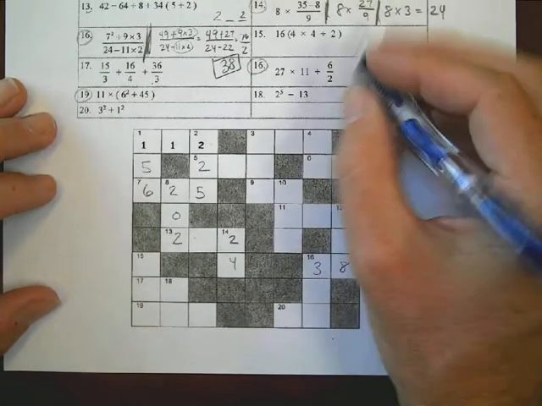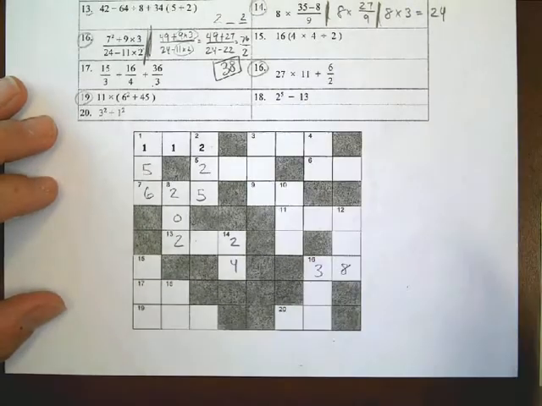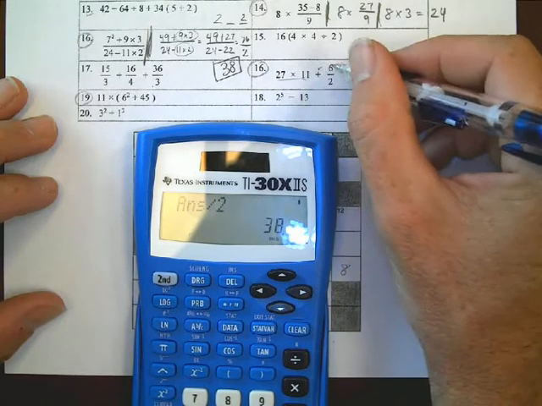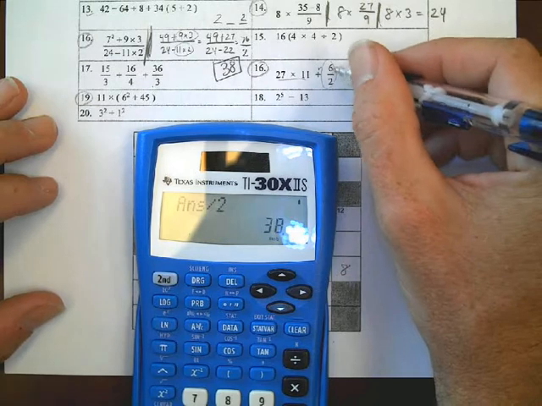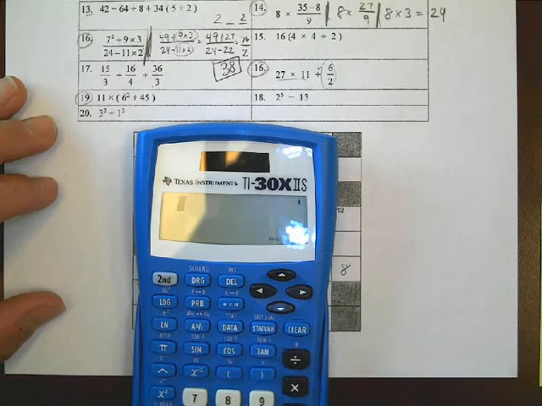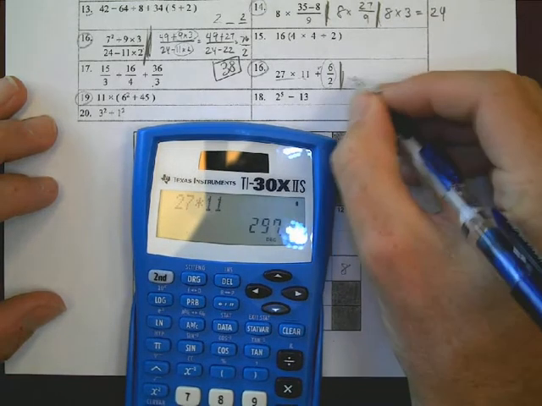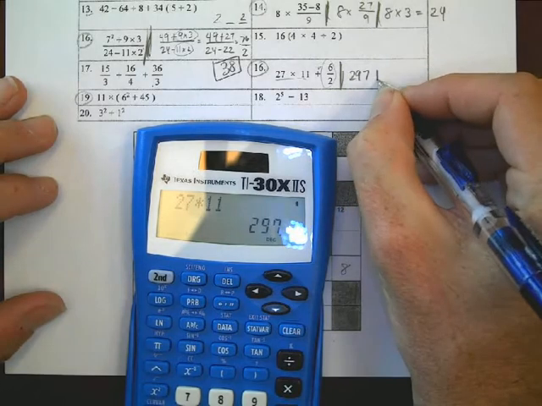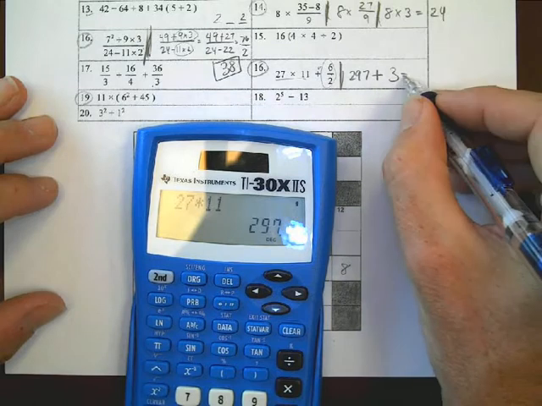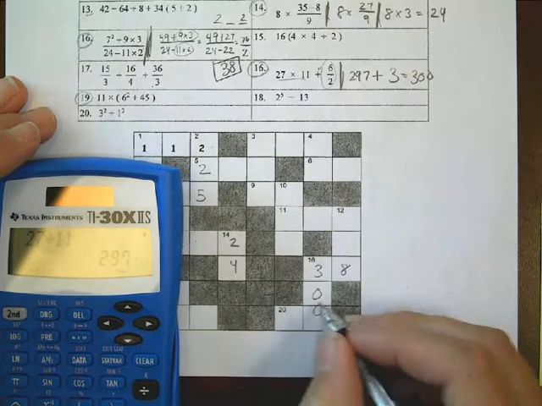Now 16 down, we know it has to start with a 3. But order of operations, here we go. I have a plus there, so that's my last thing. I have plus, I have multiply, and I have a fraction. Again, this fraction is another way of saying it's just division, so it depends on how you look at it. I have 27 times 11, which is 297, plus 6 divided by 2 is 3. 297 plus 3 is 300. So 16 down is simply 300.